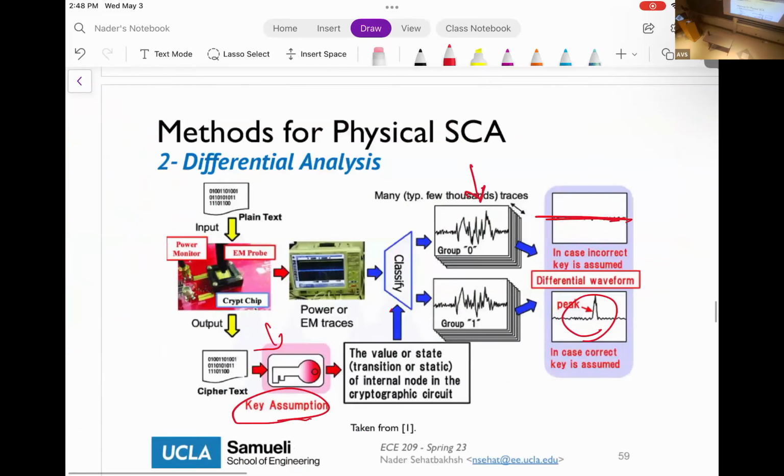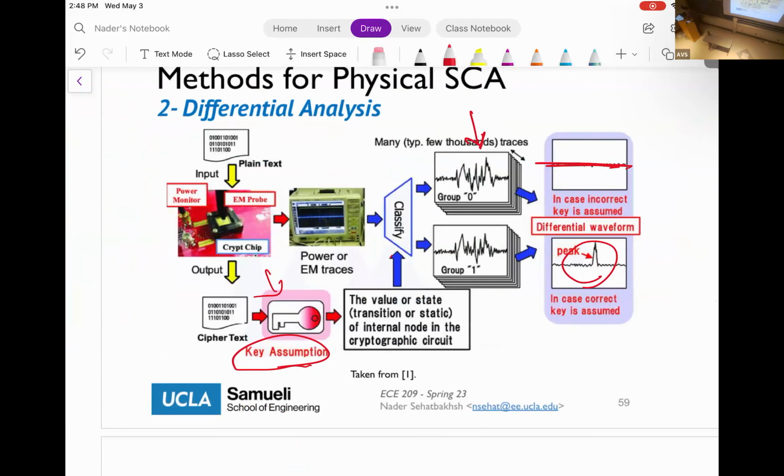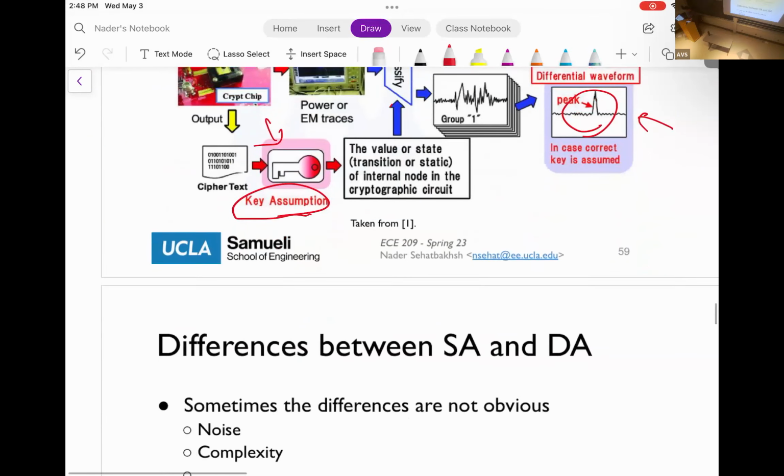So, as I said, this is a summary of that. With different groups and different keys, there will be a big difference somewhere, and that's where you're going to know that you made the right assumption.